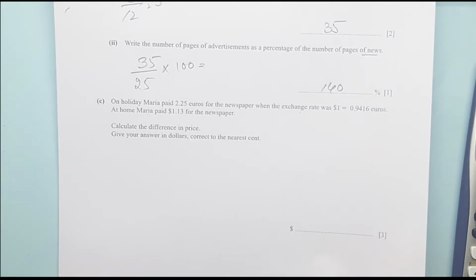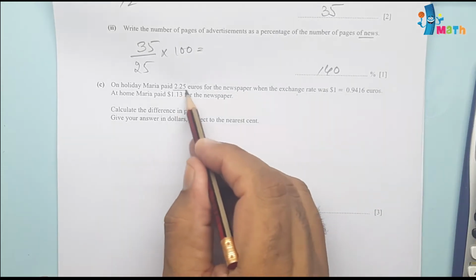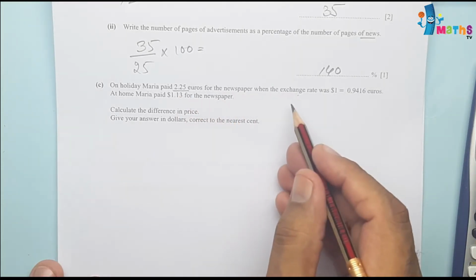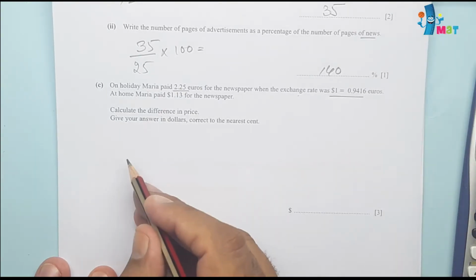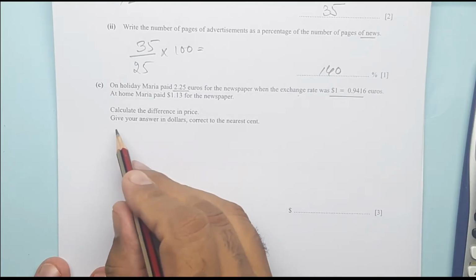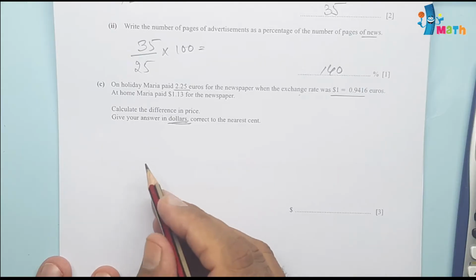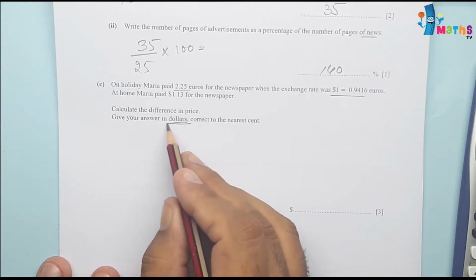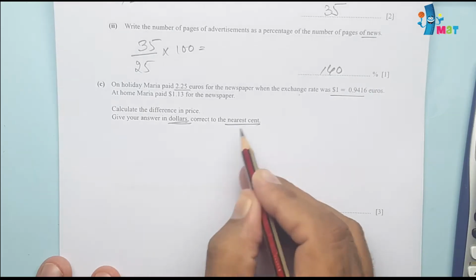C part. On holiday Maria paid 2.25 euros for the newspaper when the exchange rate was $1 to 0.9416 euros. Calculate the difference in price. Give your answer in dollars, correct to the nearest cent.